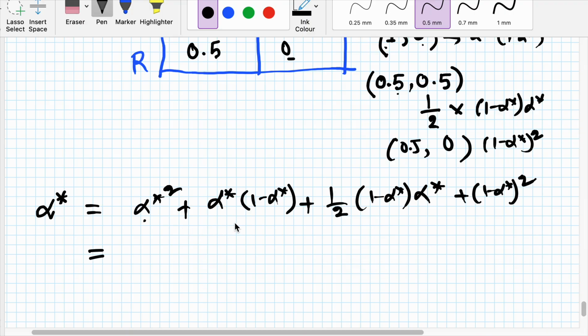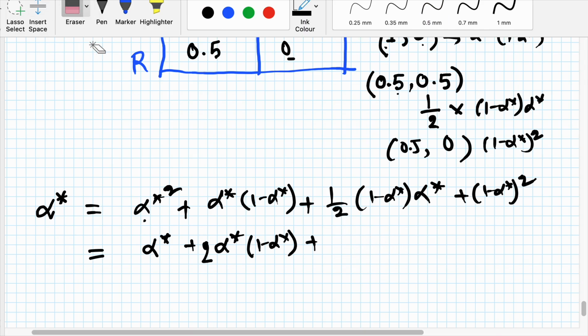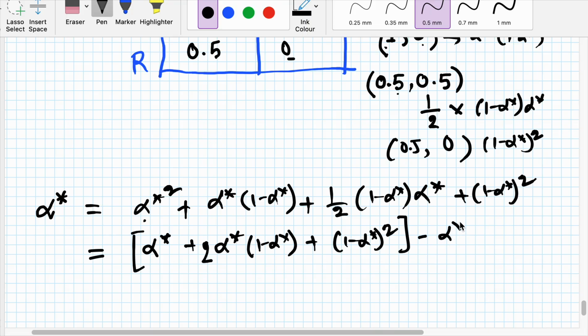Okay, so it might be alpha star plus alpha 2 times 1 minus alpha star plus half times 1 minus alpha star. So it will be 1 minus alpha star squared minus alpha star times 1 minus alpha star minus half alpha star times 1 minus alpha star.